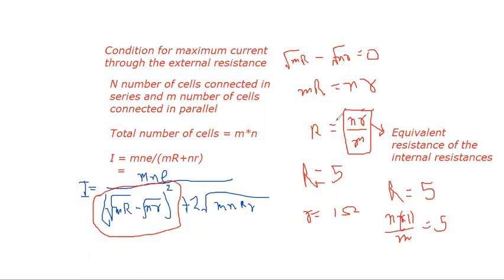Had capital R been 10 instead of 5, and small r remained 1, then what would have happened? You get n by m is equal to 10. So what you could have done is take n equal to 20 and m equal to 2. That means you would require 40 cells, and 20 of them should be connected in series in two branches or in two rows. Understood?